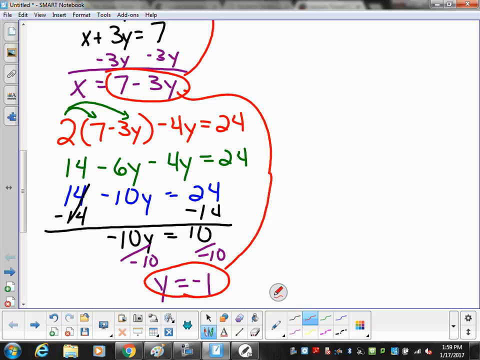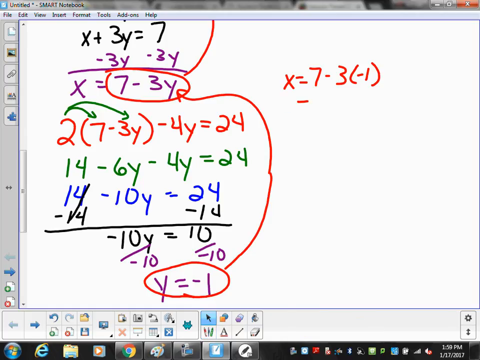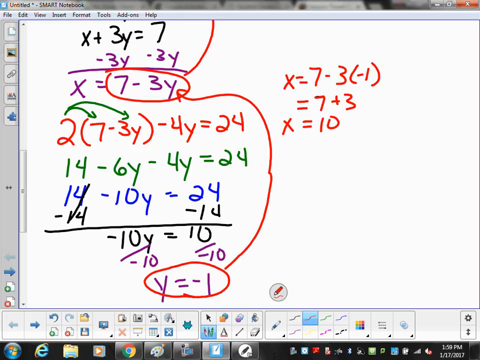Is that an always type of thing, or do we always have to put it there? Now that's usually the best place because the other variable is already solved for there, and so that's the easiest place to put it. Okay, so you have x equals 7 minus 3 times negative 1, which is equal to 7 plus 3, which is equal to 10. So my solution is 10, negative 1.